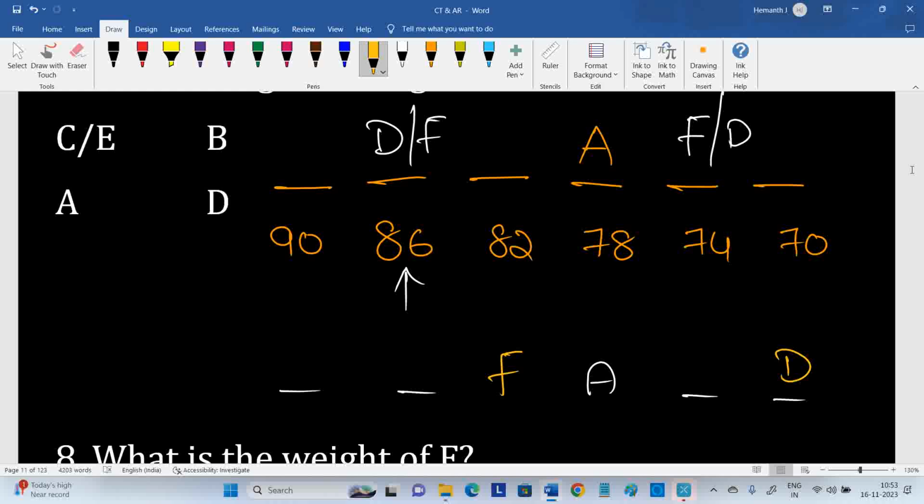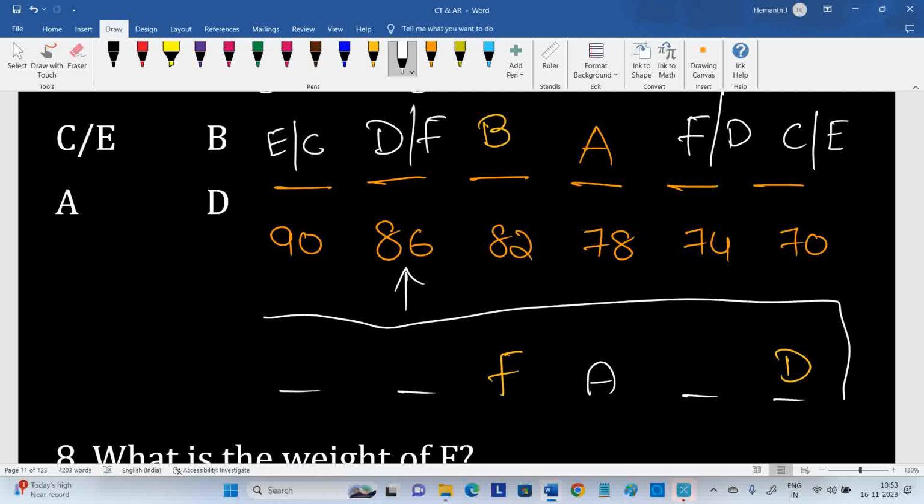Fine, there is one more thing: B is not at the corners. B is not at the corners means, as per this, B will occupy this place, and the leftmost and rightmost can be occupied by C or E. There is no data in the question, so it can be C or E. Here E or C. So what about this arrangement? This also we need to look into.